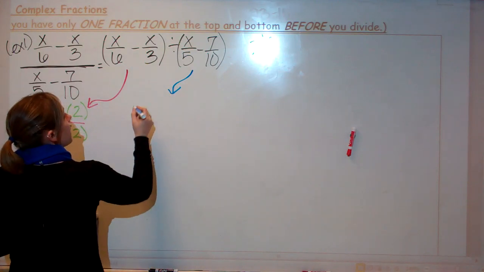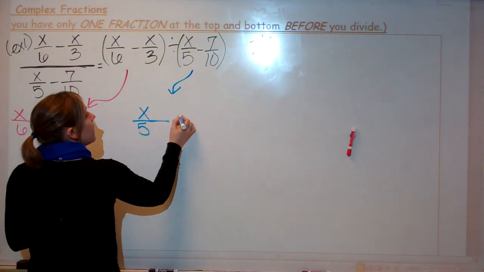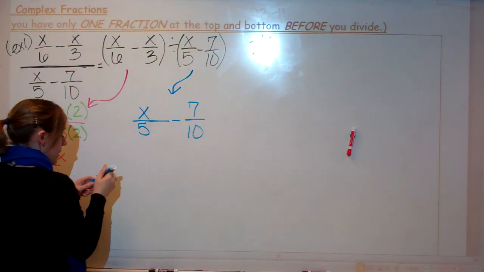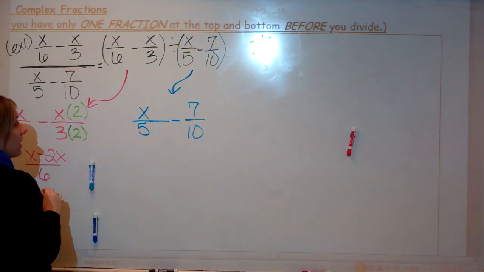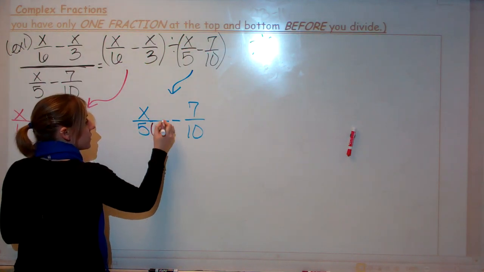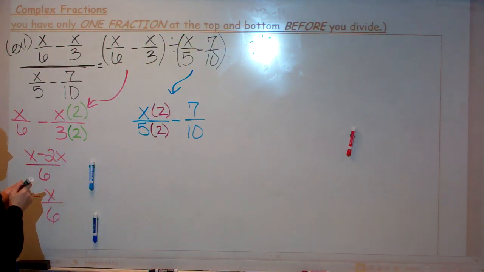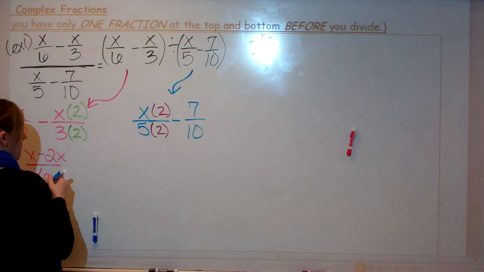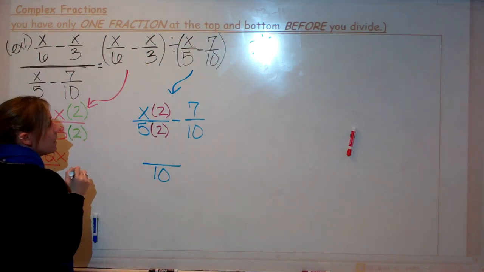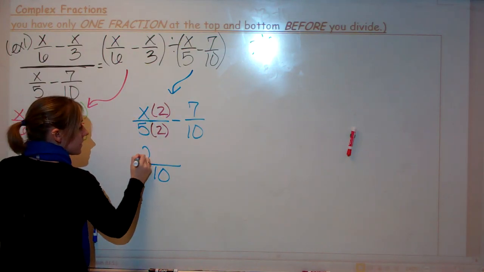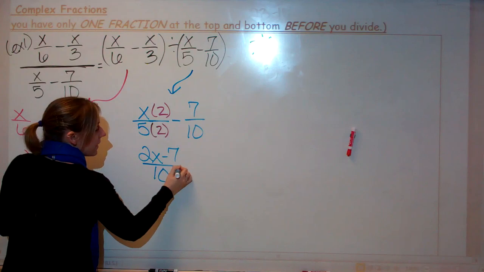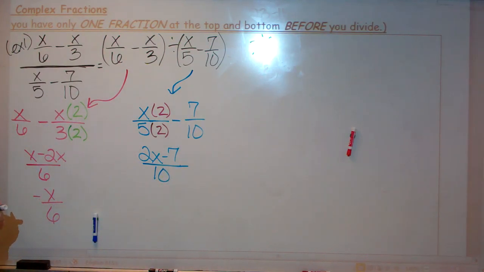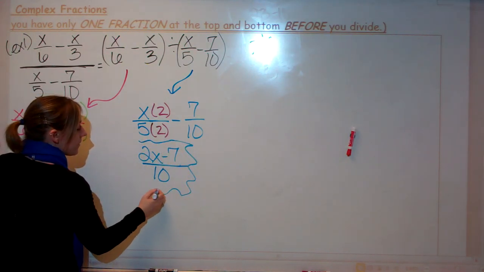Okay, we say, well, that's just x over 5 minus 7 over 10. The common denominator would be a 10. So we have to multiply this by 2 on top and on bottom. When we do that, our common denominator is a 10. Then that just means that we've got 2x minus the 7. And in this case, they won't actually go together. So we've got this as our numerator. Now we're not done, but we've got that as our numerator. We have this as our denominator.